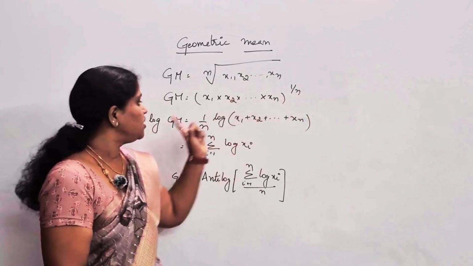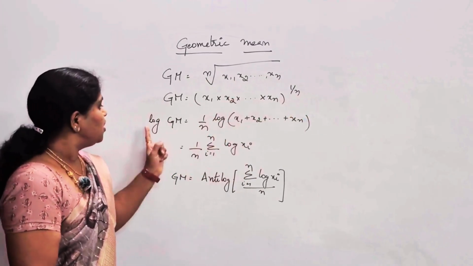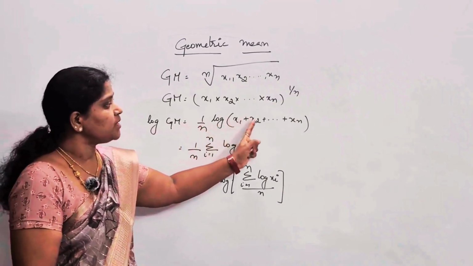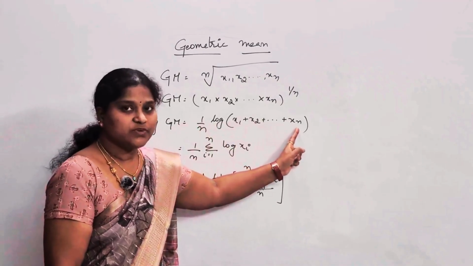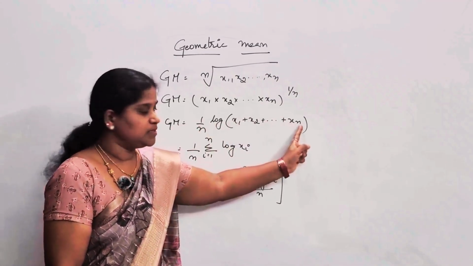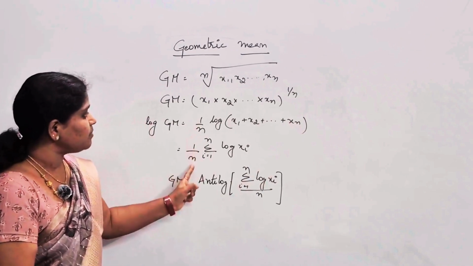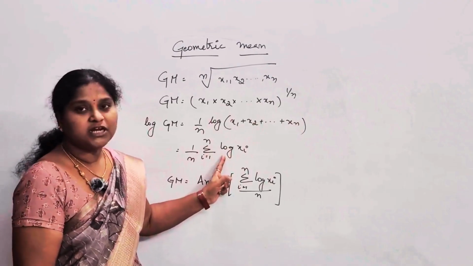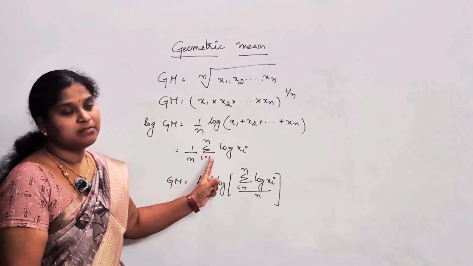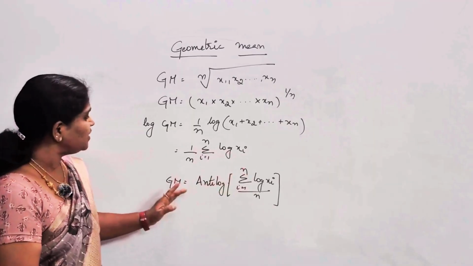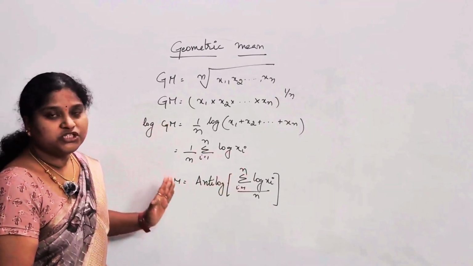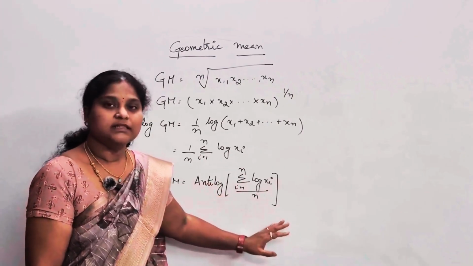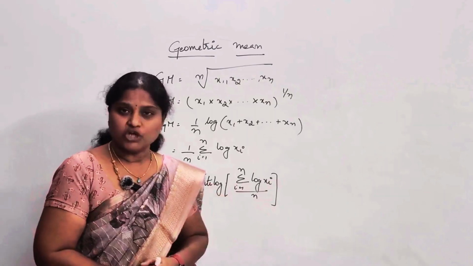Now I can apply logarithms on both sides to give log GM is equal to 1 by n times log of (x1 plus x2 plus so on xn). Once we have applied this, we get plus symbols. Which is nothing but 1 by n, and the summation of all these values can be represented in terms of sigma, that is 1 by n sigma log xi. Finally, this is log GM. So the GM value will be the anti-log of sigma log xi by small n. This is my basic formula for geometric mean.